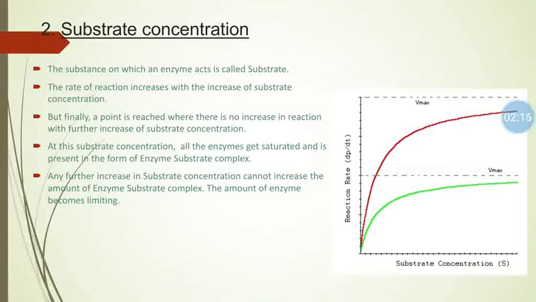At this substrate concentration, all the enzymes get saturated and are present in the form of enzyme substrate complex. Any further increase in substrate concentration cannot increase the amount of enzyme substrate complex. The amount of enzyme becomes limiting.